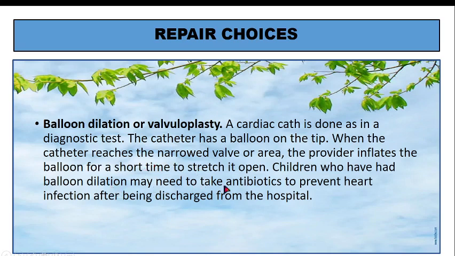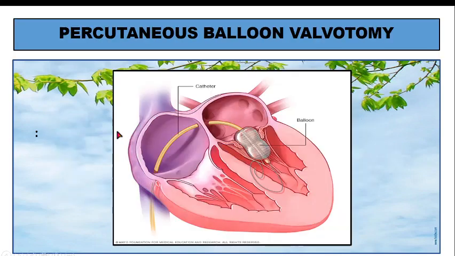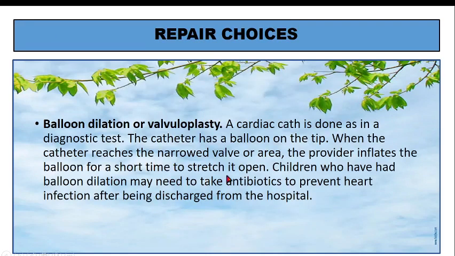Children who have had balloon dilatation may need to take antibiotics to prevent heart infection after being discharged from the hospital. Okay, what do we do in balloon dilatation and valvuloplasty? The catheter is inserted from the femoral vessel and reaches the heart, then we inflate it where the narrowed area is, so this can be opened, and the provider inflates the balloon for a short period to stretch it open. The balloon is placed where the narrowing is, and it can be inflated. See, this balloon here, where there was narrowing, what you need to do is inflate the balloon. Inflate means to blow up. By inflating, space is created here and the blood can come to this side. So this is the issue.